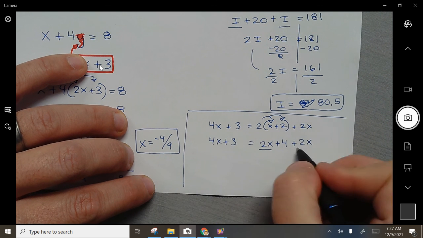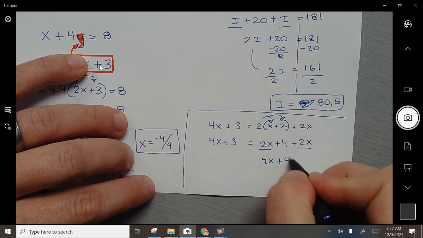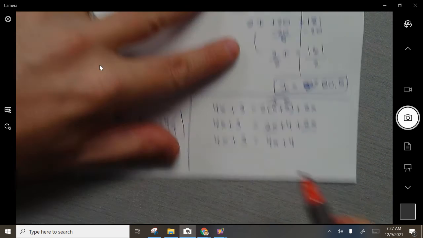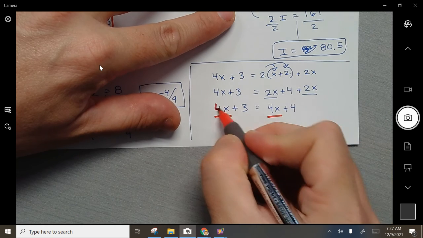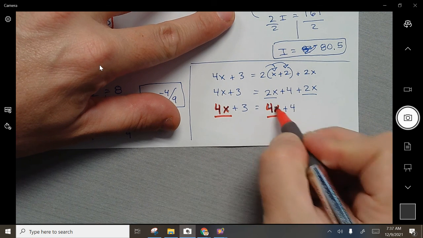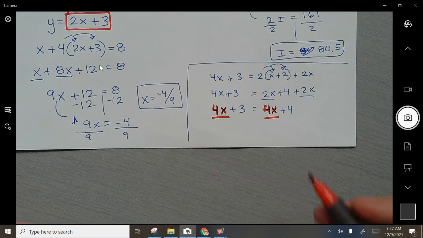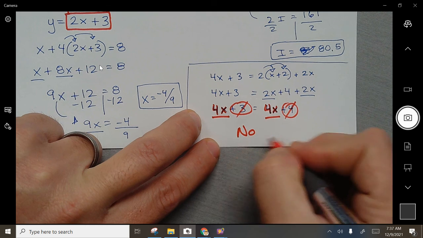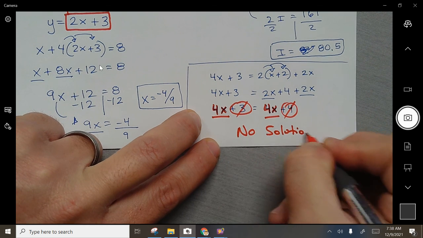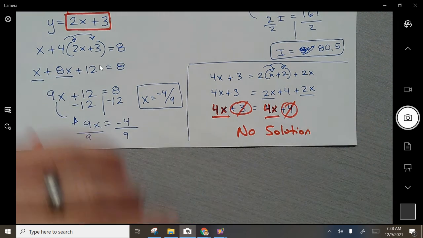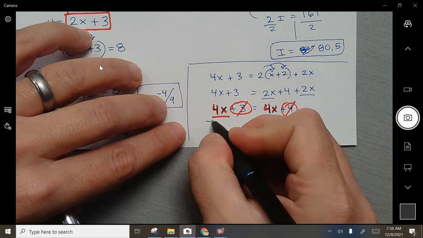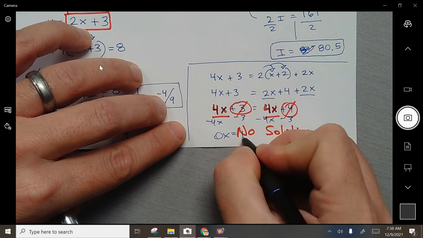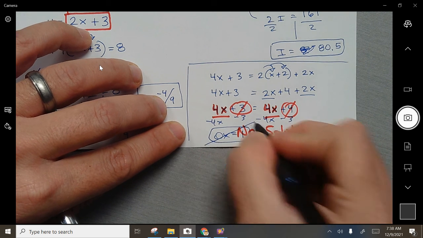Eventually, if you notice, 4x plus 4. You should notice this right away. Same variables, different constants. No solution. Okay? If you kept solving it, you would get 0x equals 1. What times 0 equals 1? Nothing.